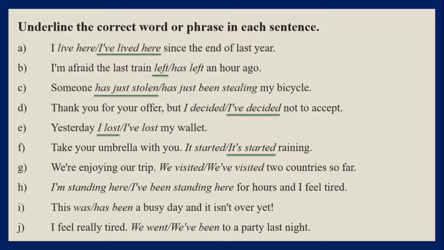G, "We're enjoying our trip. We've visited 2 countries so far." Again, "so far" is a hint for you to be able to say this should be in present perfect. H, "I've been standing here for hours and I feel tired." Again, in here, because you are emphasizing the duration of an action which started in the past and is still going on, we use present perfect continuous.